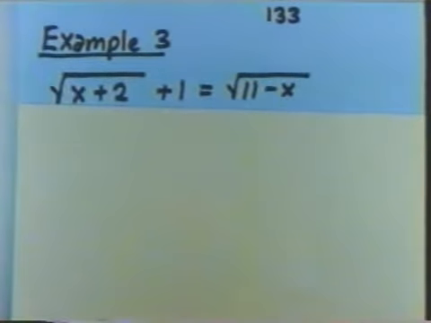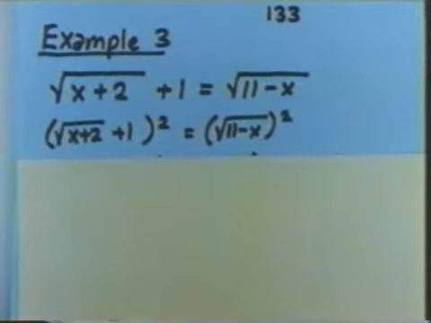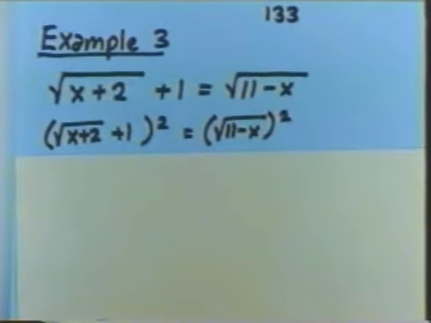We've already got that, so let's leave it as it is and raise both sides to the power that matches the index of the radical. These are square roots, and so we will square both sides. So in both cases we square the entire side.